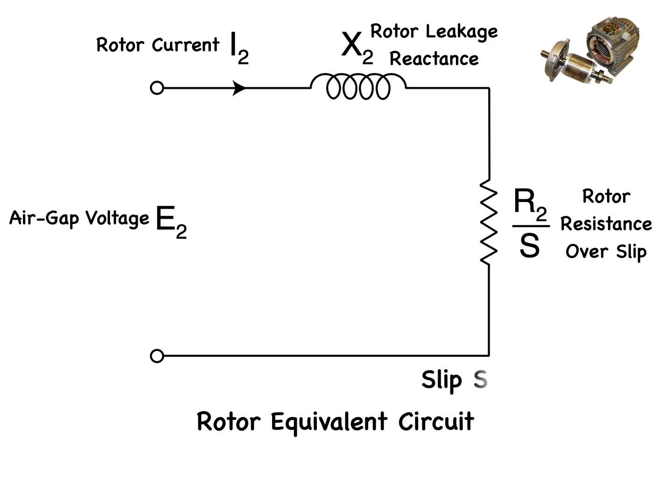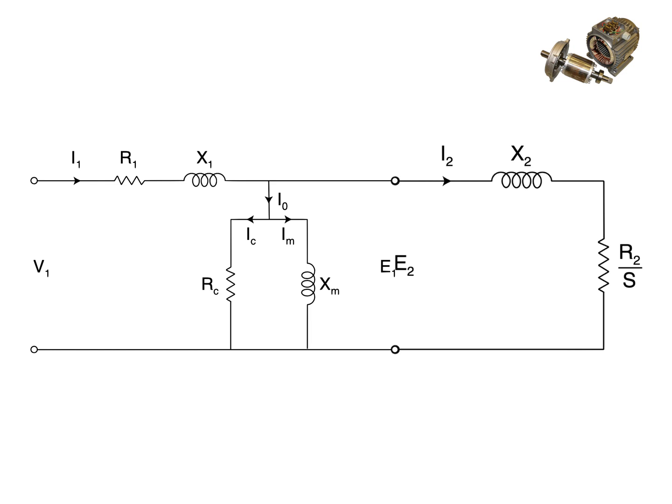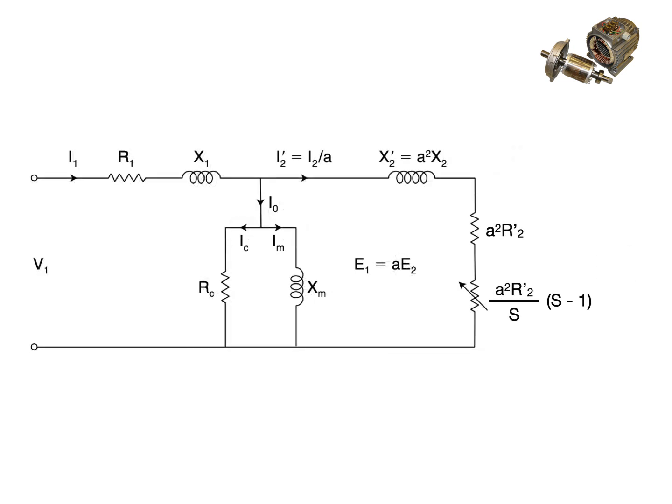The slip is calculated by the synchronous speed ns minus the actual speed n of the rotor, divided by the synchronous speed ns. Note that the effective resistance changes with slip, modeling the rotor copper losses and power conversions, while leakage reactance represents the rotor flux leakage. The equivalent circuit of an induction motor is obtained by combining the stator and rotor equivalent circuits as shown here. Note that the form of the equivalent circuit is identical to that of a two-winding transformer.